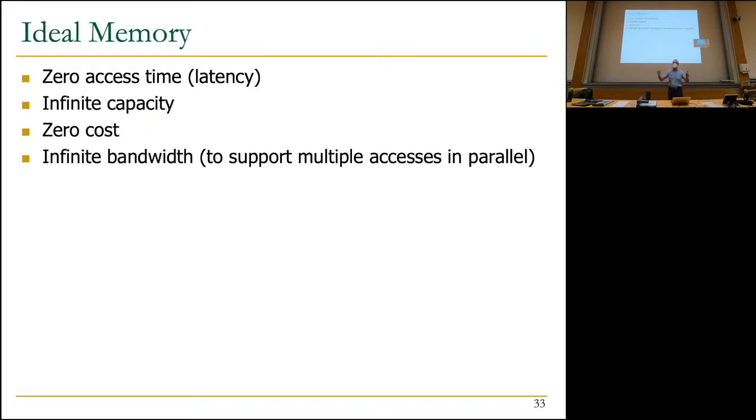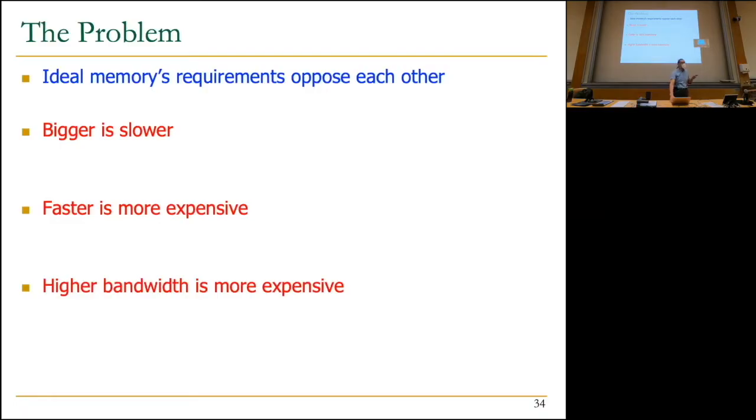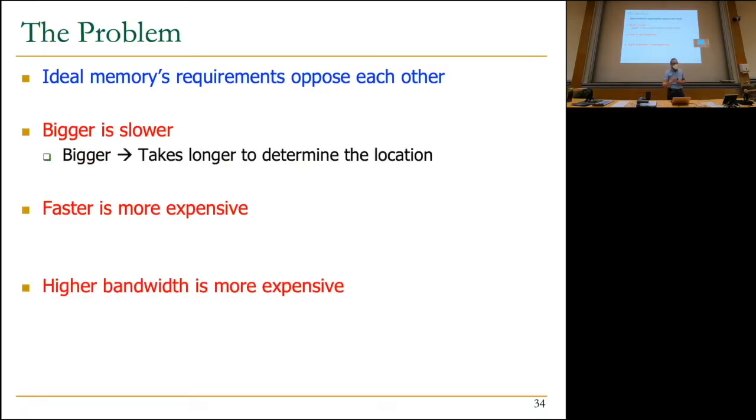You can design each individual memory chip so that you get to a nice trade-off, but unfortunately, you cannot get to the ideal. Ideal memory's requirements clearly oppose each other. Bigger is slower, as we discussed yesterday. You have long interconnects for sure, regardless of the memory technology. Faster is more expensive, and higher bandwidth is also more expensive. When memory is bigger, it takes longer to determine the location, as we discussed. Everything becomes bigger: row decoders, column multiplexers, interconnects, array sizes.